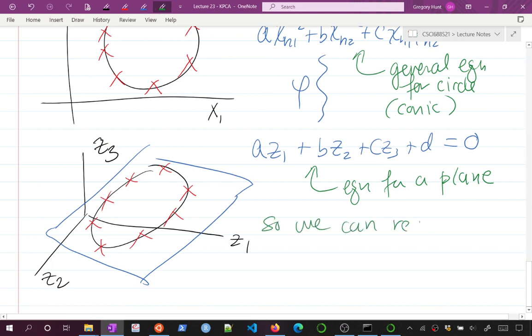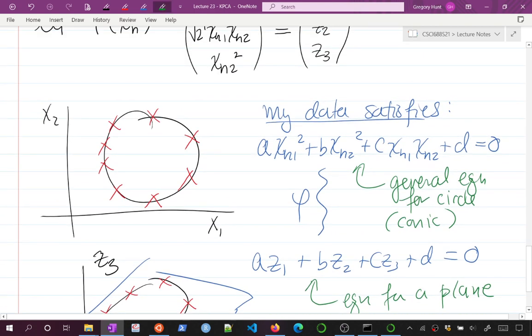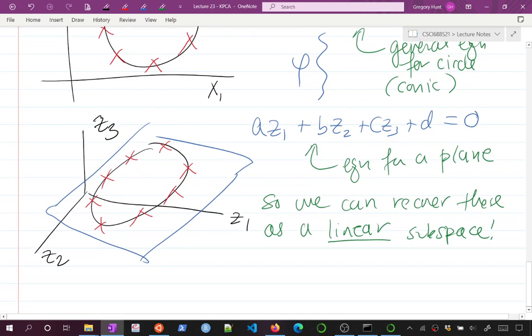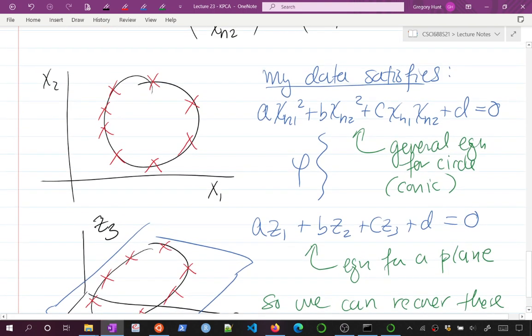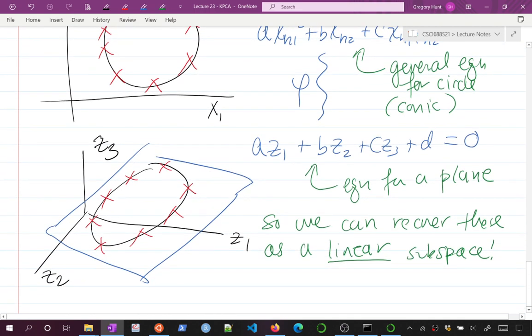We can recover these as a linear subspace. So in the original case, these didn't live on a linear subspace in any meaningful way. Now they truly live on a two-dimensional linear subspace of a three-dimensional space. By doing the correct transformation, I've embedded these from a two-dimensional space into a higher dimensional space, and in this higher dimensional space they live on a plane because I've chosen my embedding well.